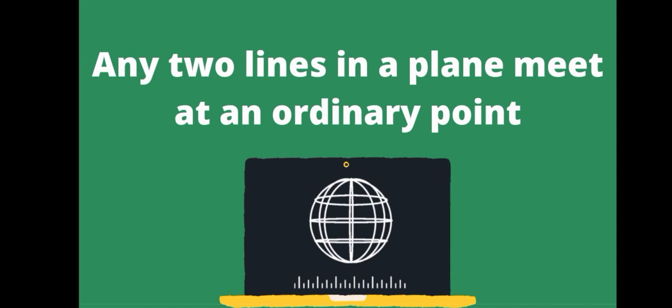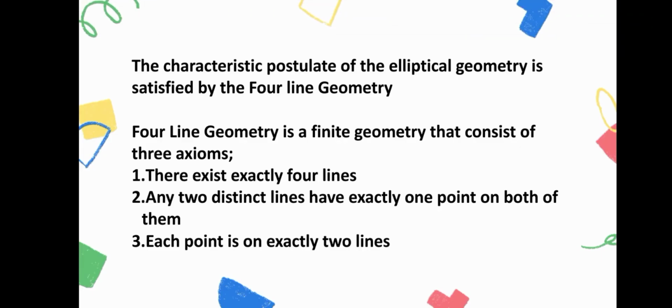Therefore, in this geometry, there are no parallel lines and no straight lines. Since the surface is curved, lines drawn on it are curves themselves. In addition, the characteristic postulate of elliptic geometry is satisfied by the four-line geometry. Let's recall that four-line geometry is a finite geometry that consists of three axioms. First, there exist exactly four lines. Second, any two distinct lines have exactly one point on both of them. And third, each point is on exactly two lines.